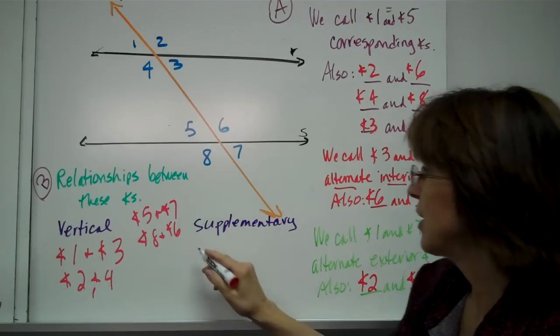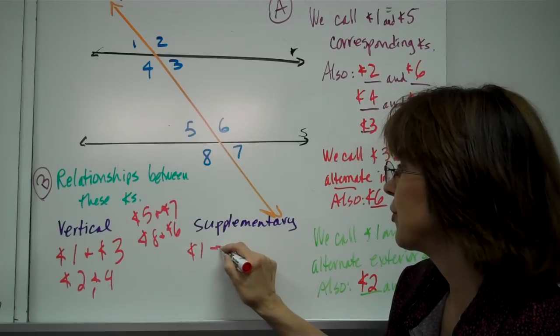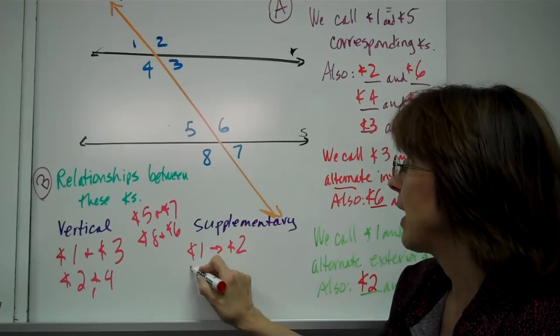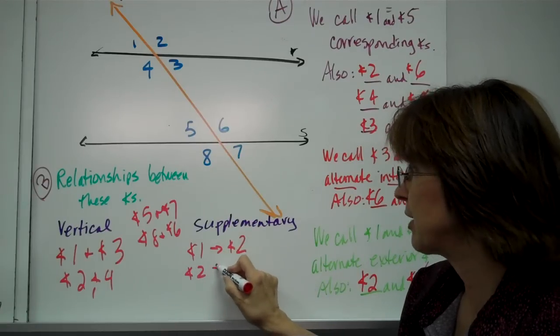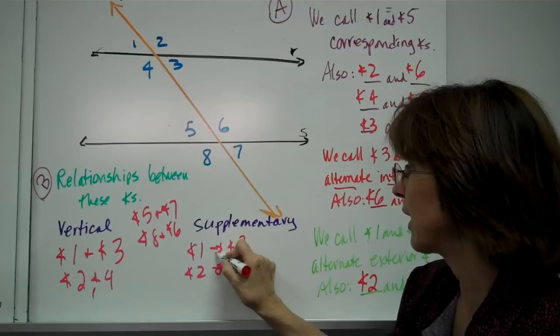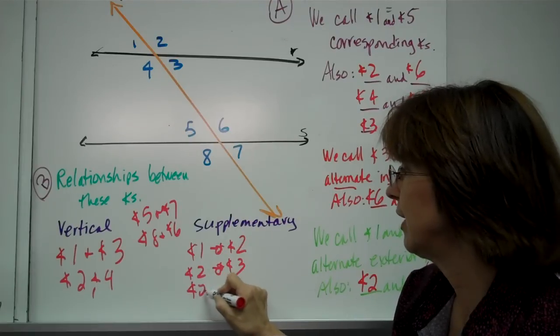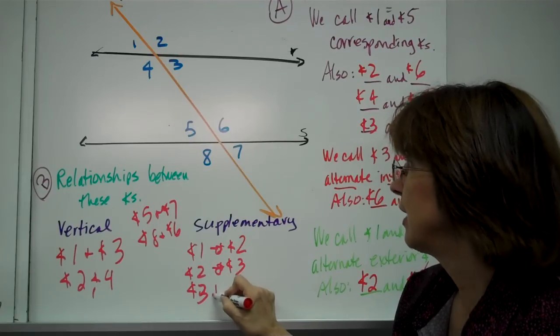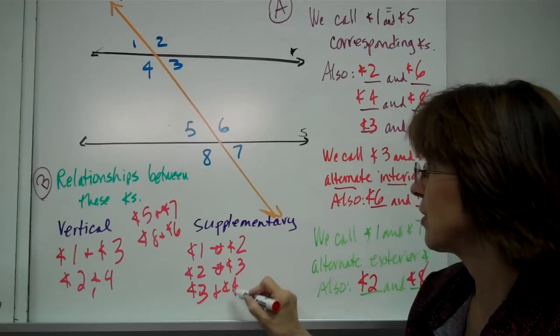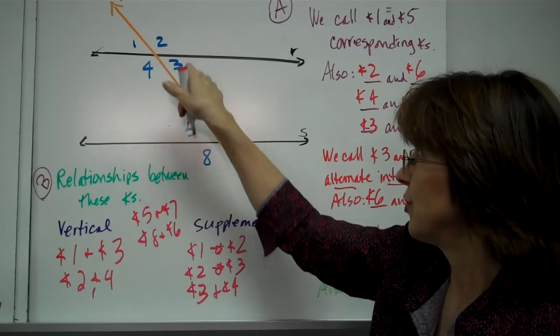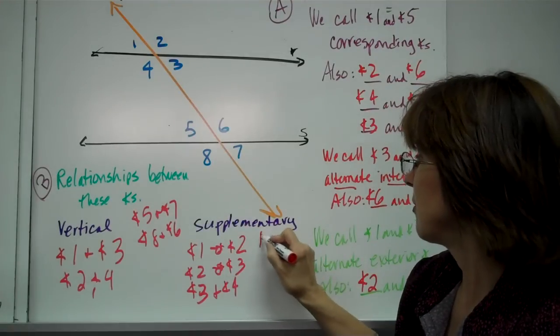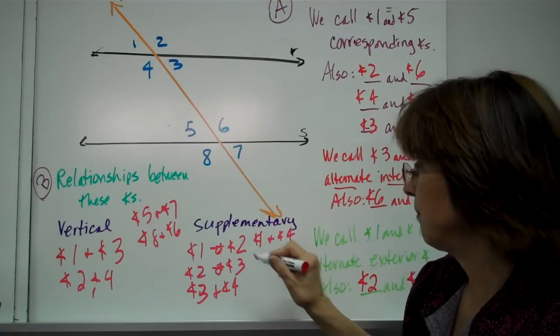We've got a whole bunch of those. Well, angle 1 is supplementary with angle 2. Angle 2 is supplementary to angle 3. Angle 3 is supplementary to angle 4. So angle 3 and 4 are supplementary. So 1 and 2, 2 and 3, 3 and 4. 1 and 4 are also supplementary. Angle 1 and angle 4.